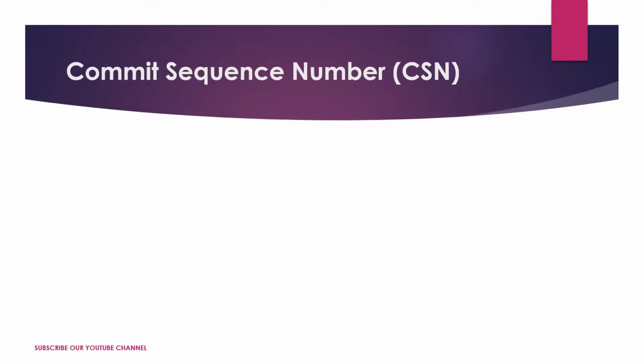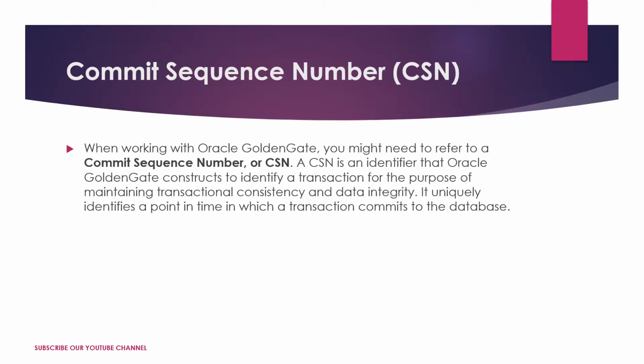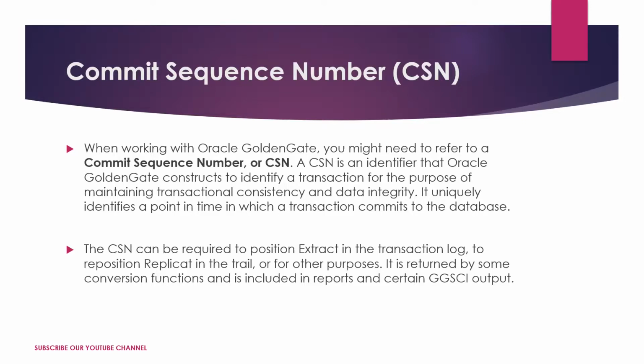Okay, so this is about commit sequence numbers. The commit sequence number can be required to position extract in the transaction logs and to reposition the replicate in the trail or for other purposes, and it is written by a conversion function, and it is included in the reports and certain GGSCI output. So if you are doing some reports or GGSCI queries, you will be getting the CSN, that is the commit sequence number, in that. A simple way to understand it is that when we are working with Golden Gate, you might be referring to this commit sequence number.